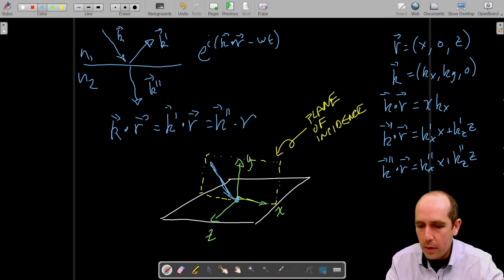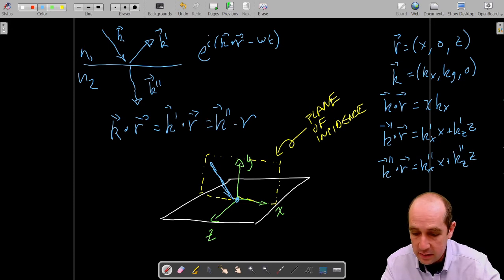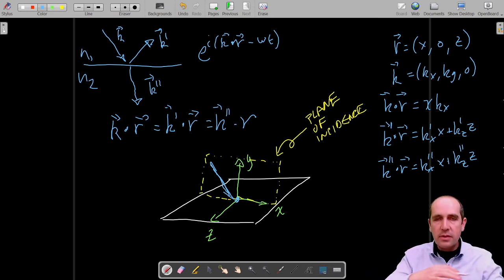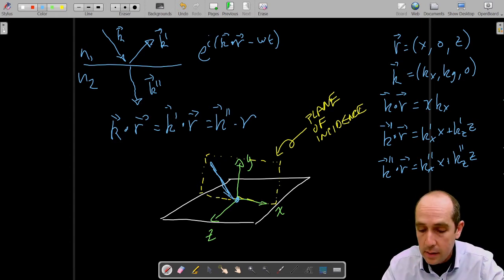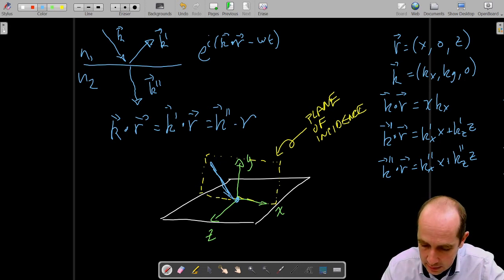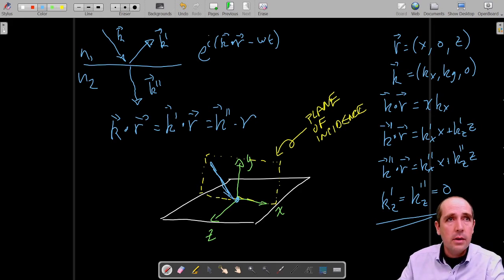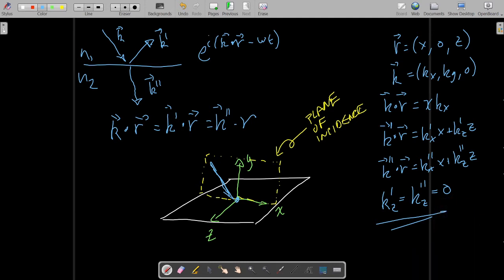Since this is true for all values of the position vector, for any z component, so it doesn't really matter what position we are in on the interface plane, what we obtain from the fact that these are all equal is that kz equals kz prime equals kz 2 primes equals 0. Okay, and you can see the expressions there.